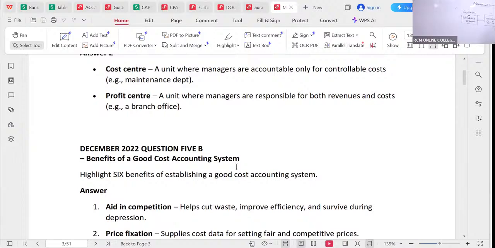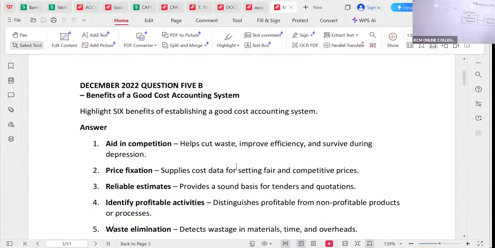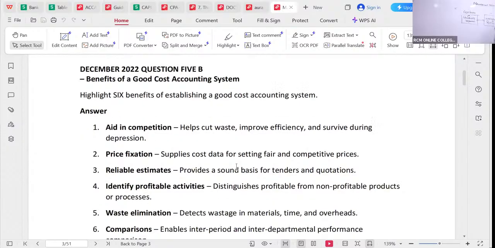Benefits of a good cost accounting system. That is December 2022, question number 5. Benefits of a good cost accounting system. Don't even look at it from a cost accounting system. Just look at it from any systems that you have in your workplaces.